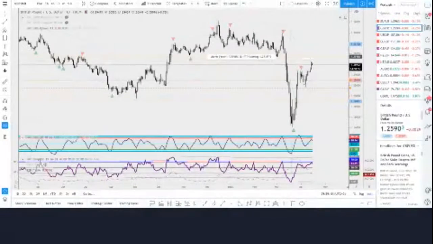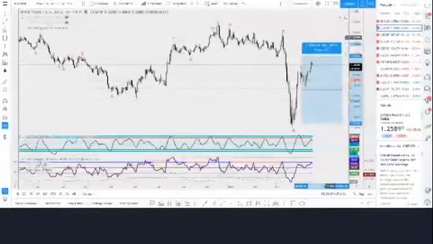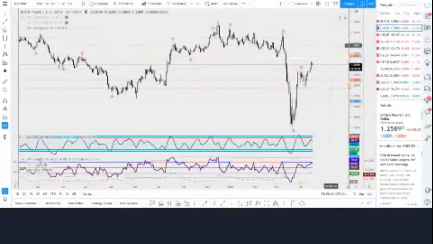For those who took our trade on pound dollar, if you are still in the trade, kudos to you. This is a trade that gave you about 1,200 pips. That is what trading is about.